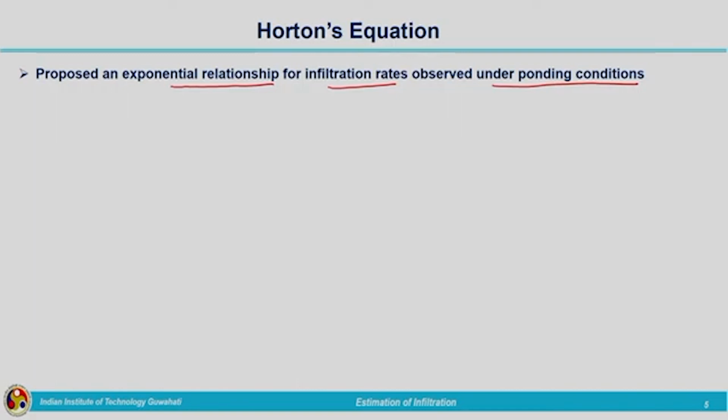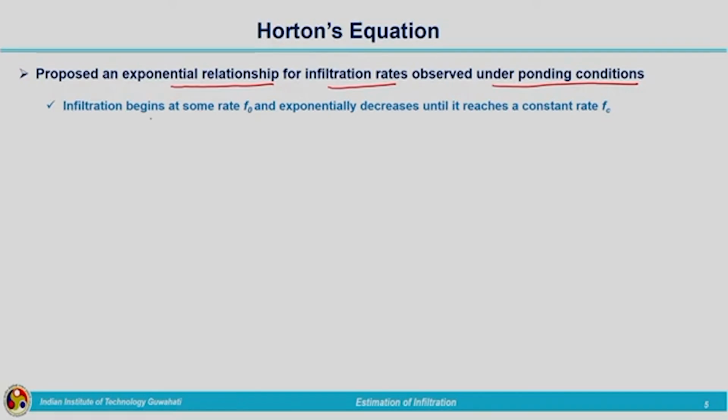So, in the development of Horton's equation also, one assumption is that a sufficient amount of water is ponded on the surface, and also this provides an exponential relationship. And infiltration begins at time t equal to 0 with the rate f naught. So, you can compare with the Kostiakov equation. Initially at time t equal to 0, it was giving an infinite value. So, in order to overcome that, if we use this equation, it starts with some rate f naught and exponentially decreases until it reaches a constant rate f of c.